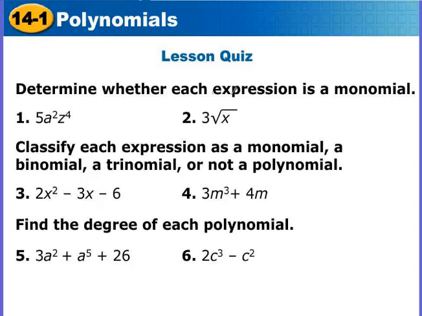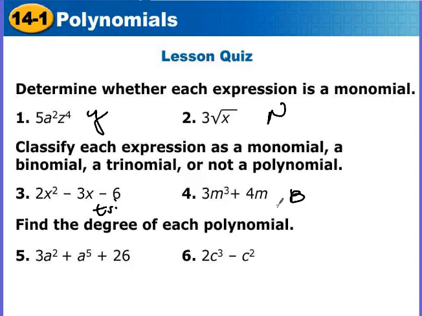It says determine whether each expression is a monomial. Okay, so 5, a to the 2nd, z to the 4th, is it a monomial? Yes. What about 3 to the square root of x? This one is a no because it's got an x underneath the radical. Now, classify each of these as being a monomial, binomial, trinomial, or not one. So this one is x squared, this one is x, this one doesn't have a letter, and everything fits, so this one is a trinomial. Okay. 3m to the third plus 4m, both of those are good, so this is a binomial.